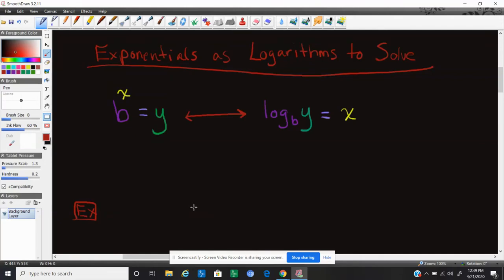This video is going to cover how to solve exponentials using something called a logarithm. So it's exponentials as logarithms to solve. So go ahead and take a few moments, pause the video if necessary, and copy this down.